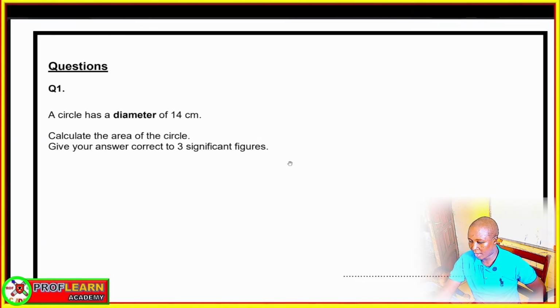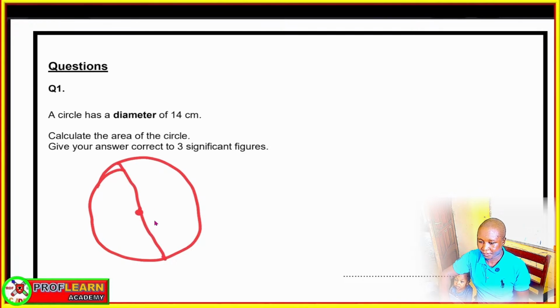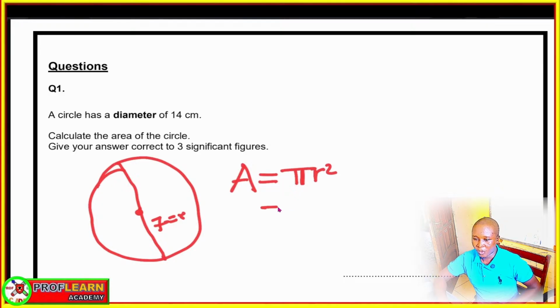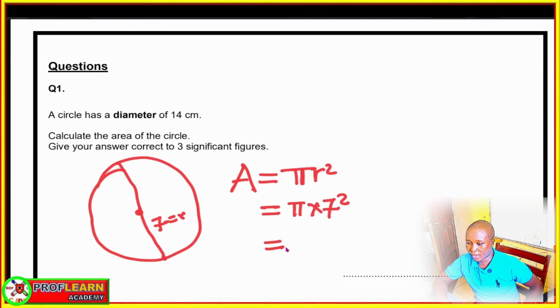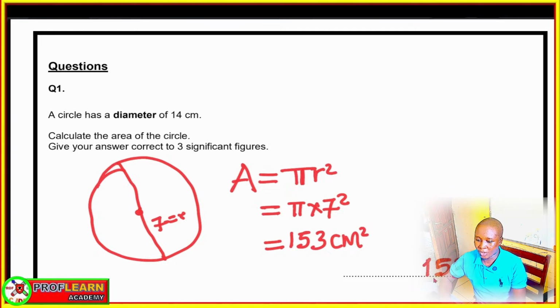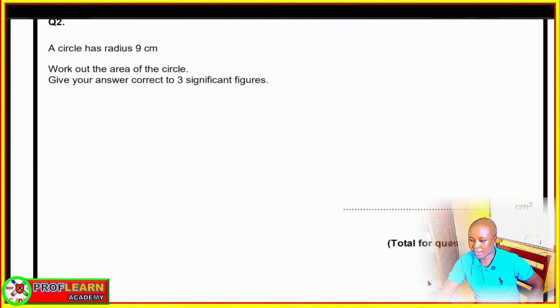For instance, in this particular question, we are told to find the area of a circle. We are given a circle of diameter 14, which means we need to find the radius, and the radius is going to be 7. Then you can use the formula pi r squared, so that we get our area being 153 centimeters squared, correct to 3 significant figures. So anytime you are given a question, remember to give the answer to the accuracy you are supposed to give in that particular exam.